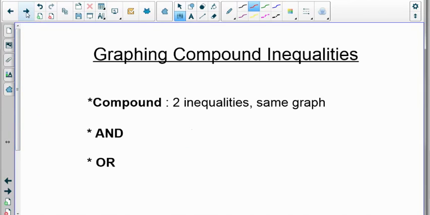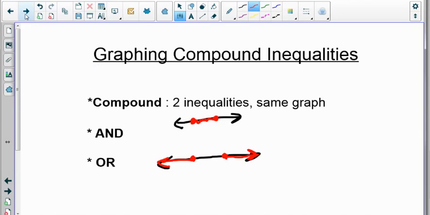The other possibility is or. Okay, and what or looks like is this. It's got 2 points, but they go away from each other. So you could be smaller than 5 or bigger than 10. So there's those two right there. I'm going to throw that other one on there for you real quick. What the and looked like was 2 points, and they went toward each other. The or is 2 points, and they go away from each other. And you'll see these examples as we go through.